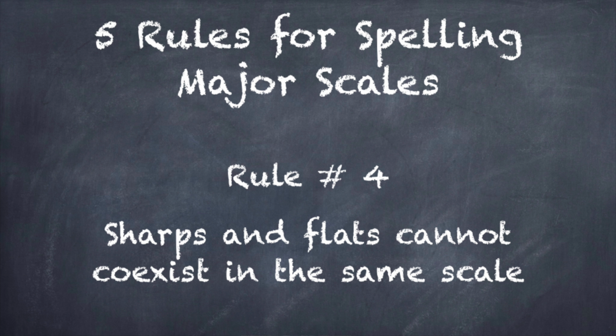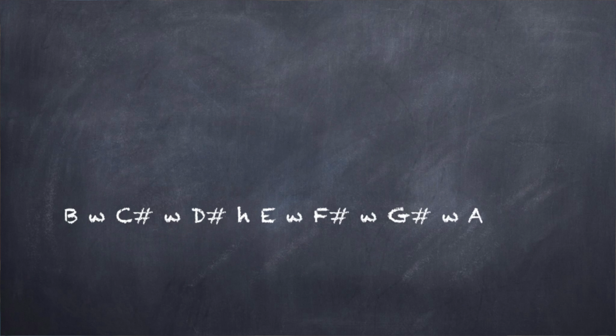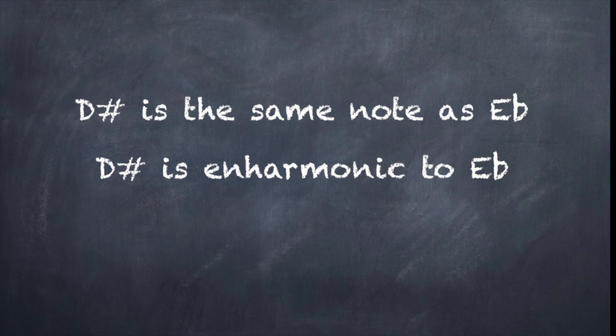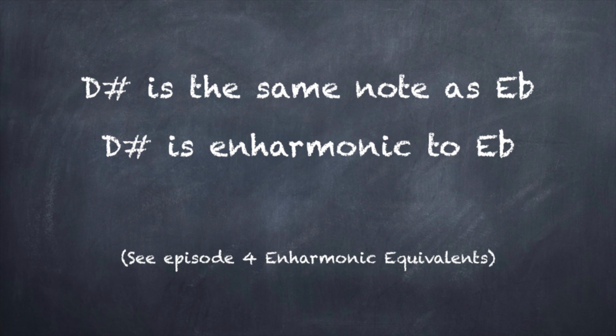Rule number 4, sharps and flats cannot coexist in the same scale. So what does that mean? Let's take a look at a B major scale, for example. B major scale is spelt B, C sharp, D sharp, E, F sharp, G sharp, A sharp, and finally B. Now, let's say that we wanted to go from the 2nd note to the 3rd note, C sharp to D sharp, but we wanted to call D sharp E flat, because D sharp's enharmonic equivalent is E flat. E flat and D sharp are the same note, right? They have the same name. If you don't remember this, go back to the video where I was talking about enharmonic equivalence, and this will all make more sense.